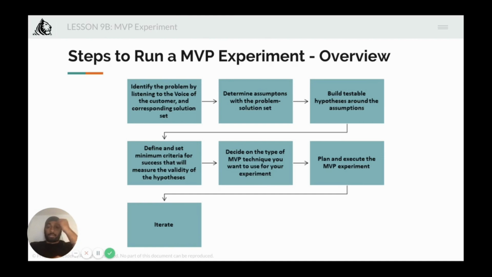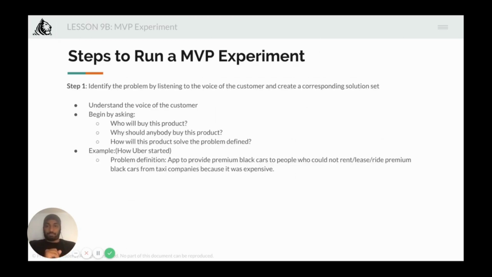Okay, once you have understood that these assumptions are valid, these assumptions are not valid, and they are valid under this constraint and so on, then you have to determine what type of MVP technique you can use for your experiment, right? You want to run this experiment for a decent enough time to make sure that this solution is workable and it is expandable, it is scalable, right? Then you plan and execute the MVP experiment and then you iterate. Okay, let me go deeper into each one of these steps from here.